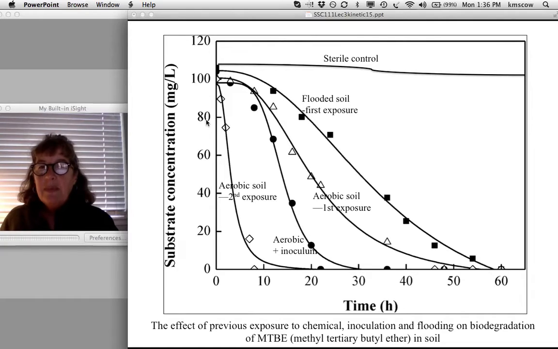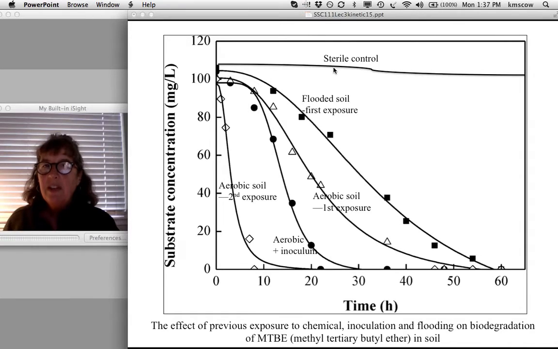In the case of MTBE, MTBE is the electron donor, and we need to add oxygen. And this is an experiment looking at with and without oxygen. Whereas with the perchlorate, perchlorate is the electron acceptor, and you need to add a donor. But you get the same kinds of curves.